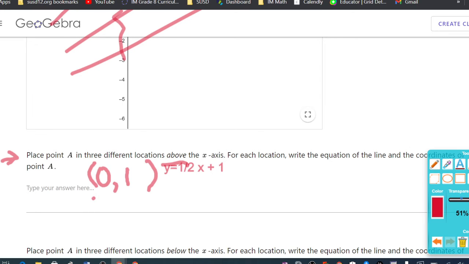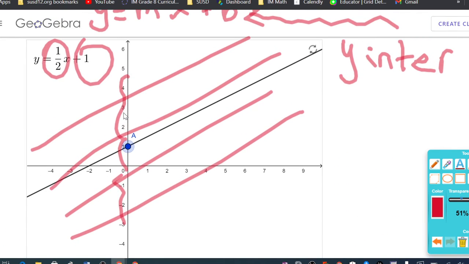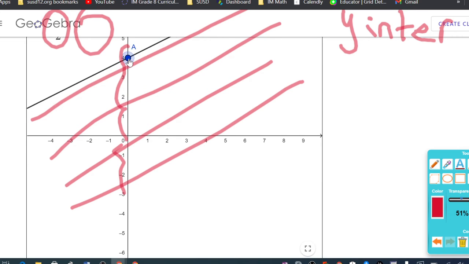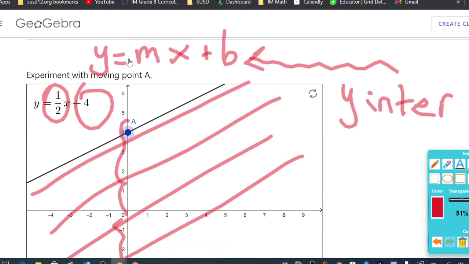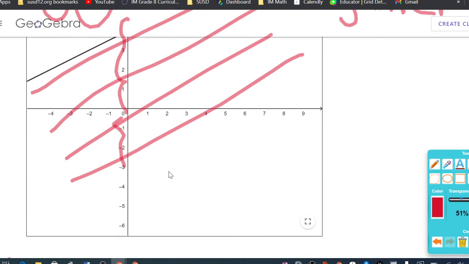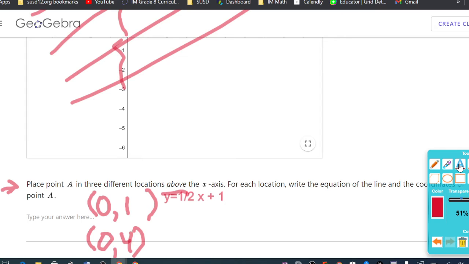Now I'm going to put the point at 0, I don't know, how about 4? So put the y-intercept, point A, at coordinates x equals 0, y equals 4. Okay, we're going up to 4. And then read what the equation is. 1/2 x plus 4. Okay, write it down. You'll need to be typing these in for your answers. And you don't have to copy my points, but this is what you want to do. The equation of the line is y equals 1/2 x plus 4.